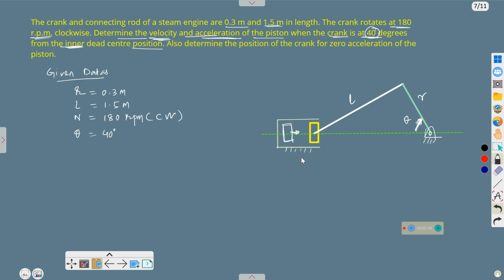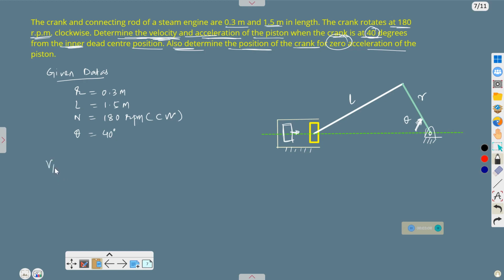And again, what else we have to find out? We have to find out the position of the crank for zero acceleration of the piston. So if acceleration would be 0, in that case, what would be the position of the crank? That simply means what is the angle turned by the crank, that we have to find out. Okay, so let us first solve the first part of this question, where we'll be finding the velocity of the piston and acceleration of the piston.